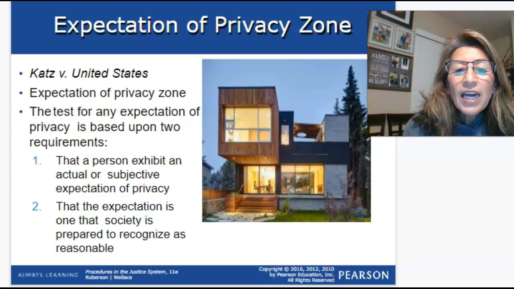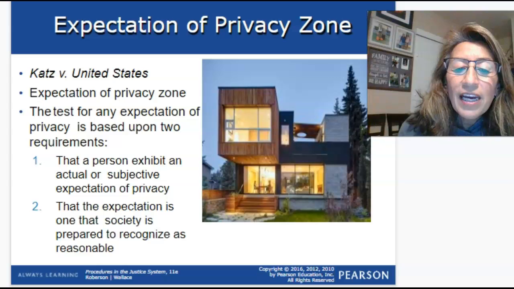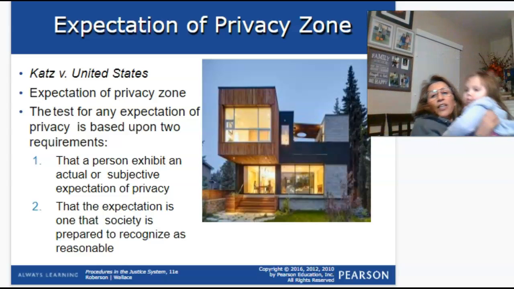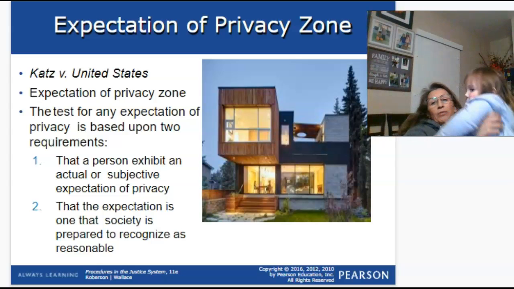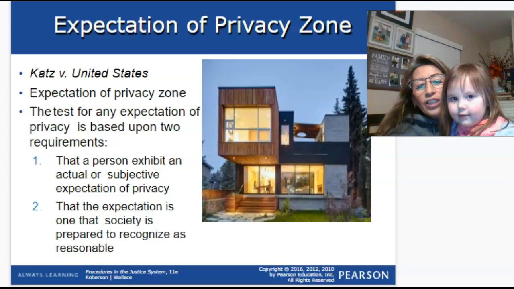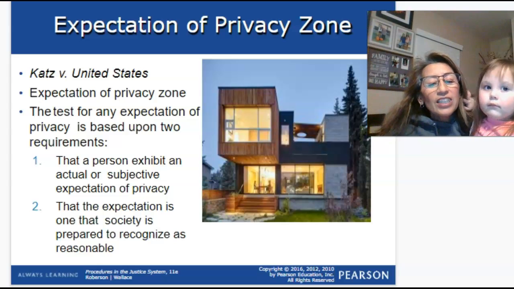All right. Expectation of privacy zone. Under Katz versus the United States, the expectation of privacy zone is that a person exhibits an actual or subjective expectation of privacy. And here's my little granddaughter here doing my work. Here she is. So that the expectation is one that society is prepared to recognize as reasonable.